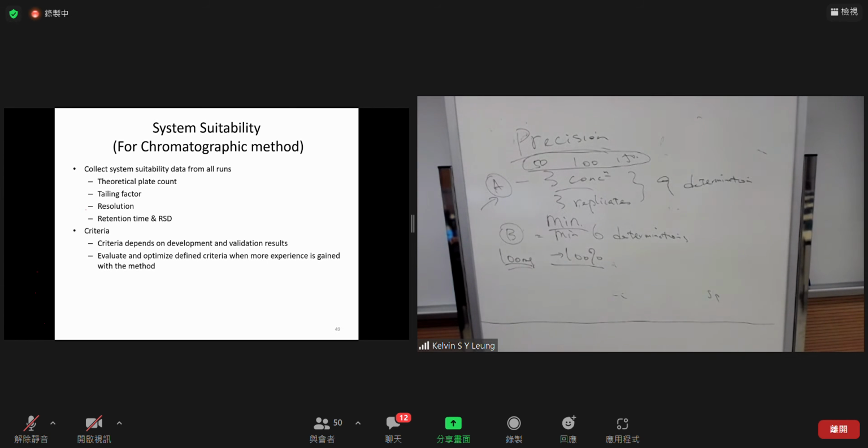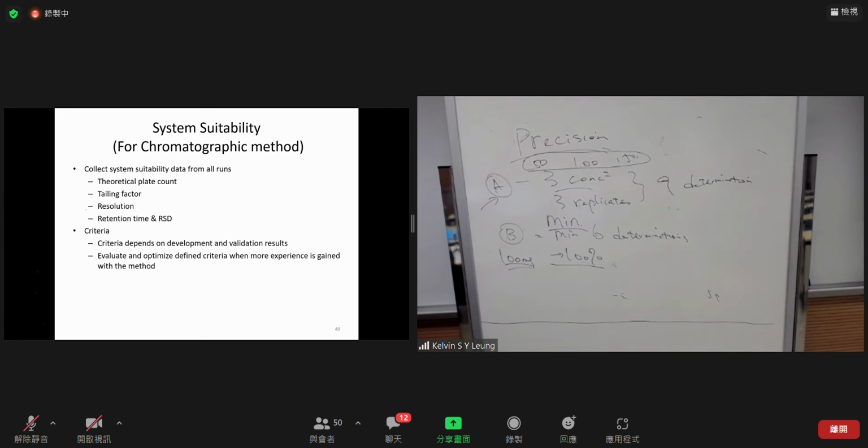Normally, the RSD of retention time is less than 1%, sometimes maybe 2%, depending. And the resolution may be 1.5. So you can check accordingly to set your specification.